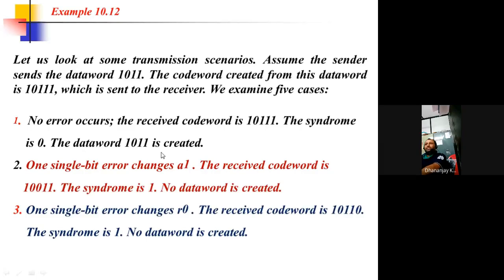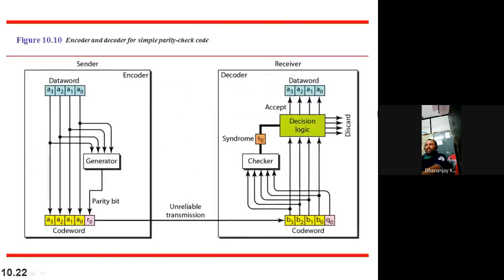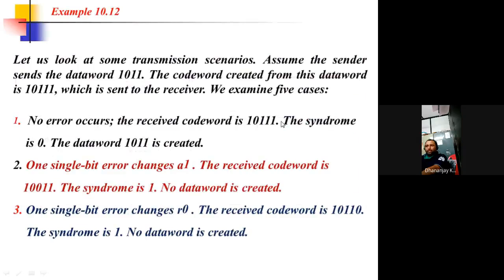Then this data 1011 will be created without any kind of error, and here the data word is generated successfully, which goes under the accept method.